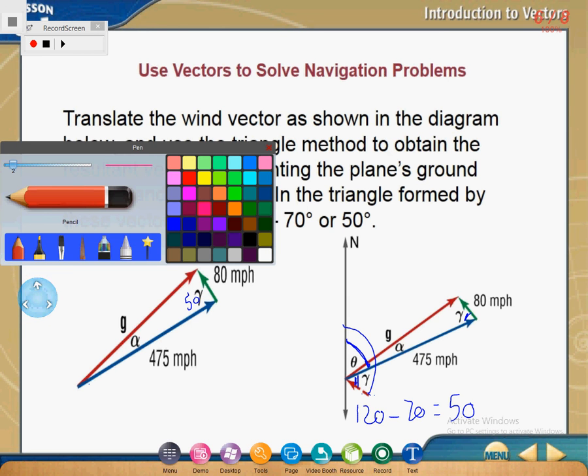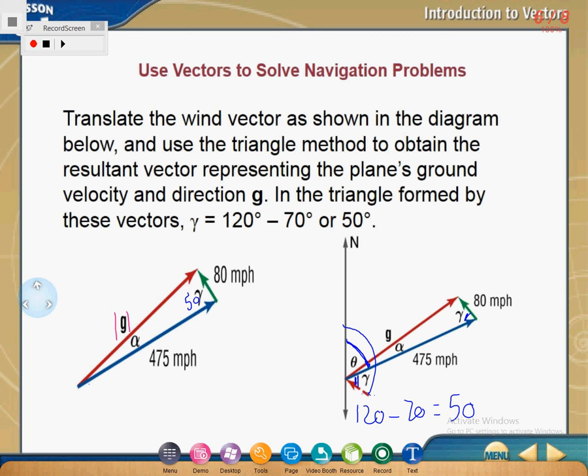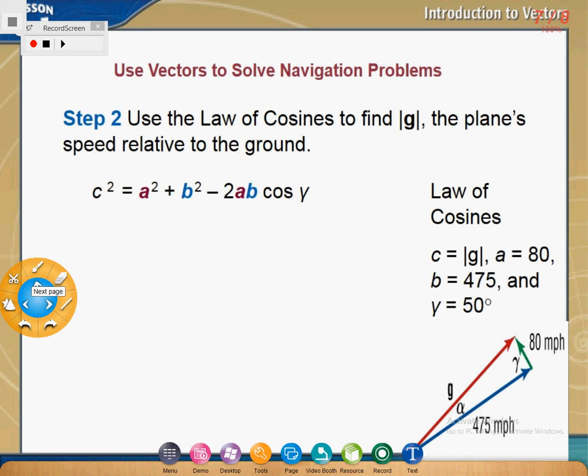Now, we need to find the magnitude of G. How to find it? I don't have a right triangle. I have a normal triangle, not right, not special, so I can't use the Pythagorean theorem. But what do we have? I have side, angle between, and side. Do you remember this? Side, angle, side. This is the law of cosines. You forgot it, right? This is the law of cosines.